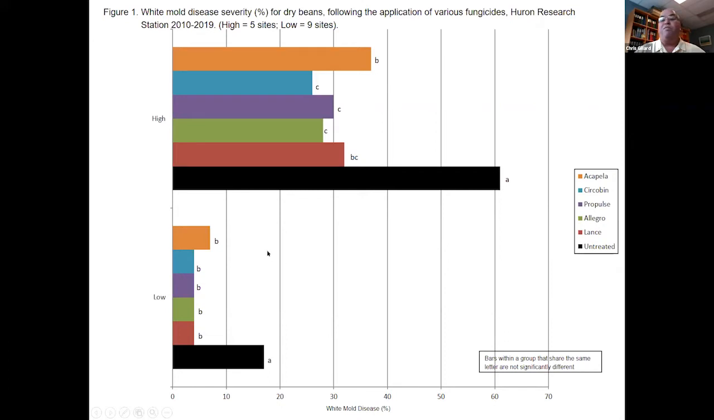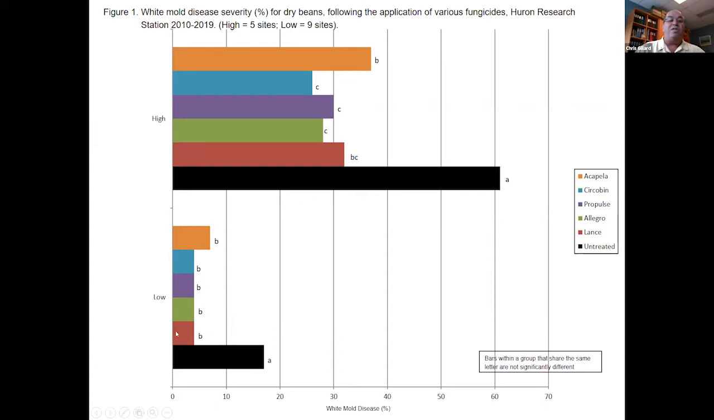So a total of 14 studies over that 10 years. The black bar at the bottom is untreated, and I'm comparing 5 fungicides to it. So Lance, Allegro, Propulse, Cercoban, and Acapella. I divided this disease data here into low and high disease sites, and you can see the difference on the black bars, the difference in the disease that we got.